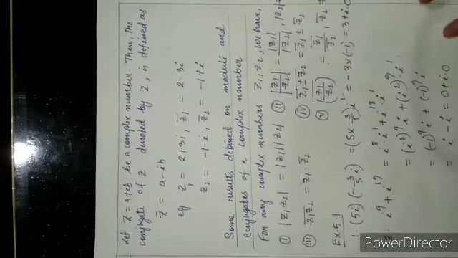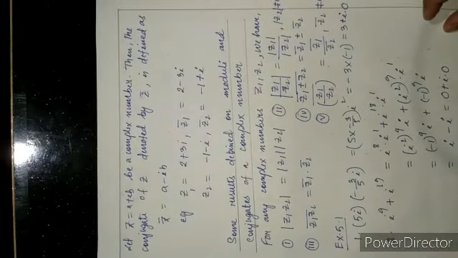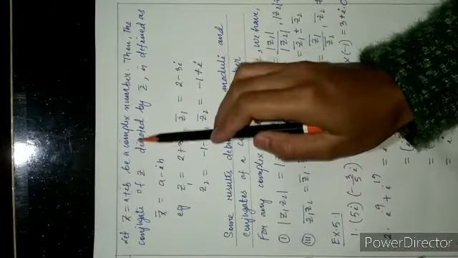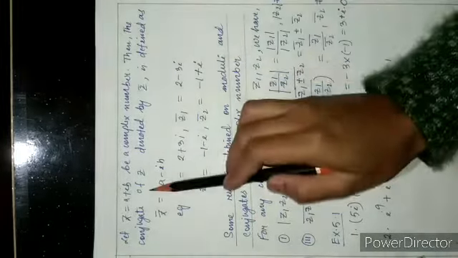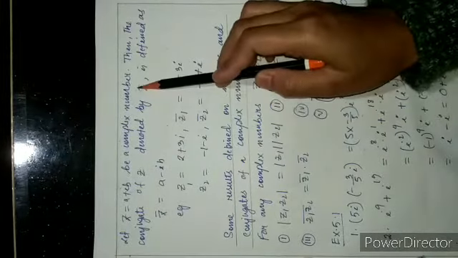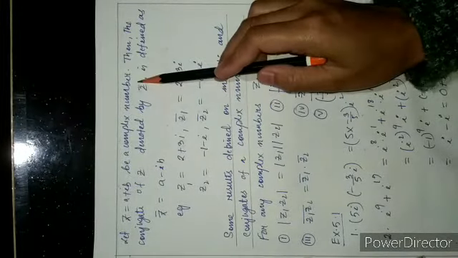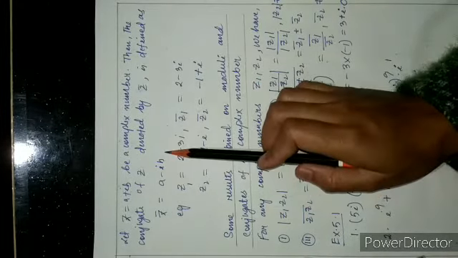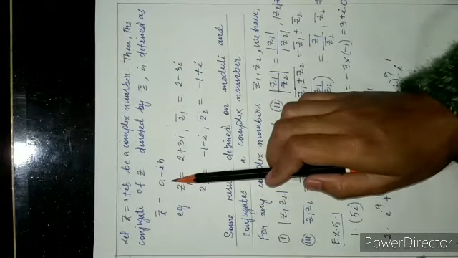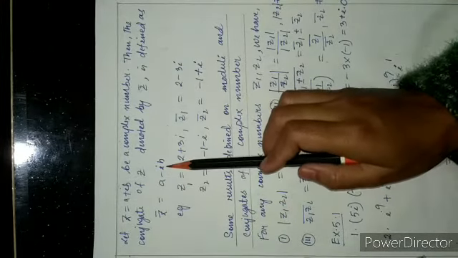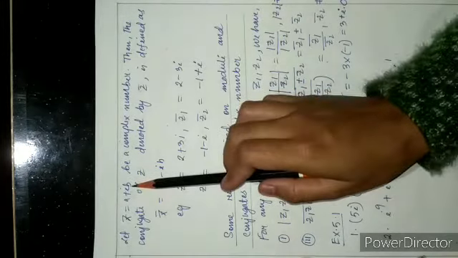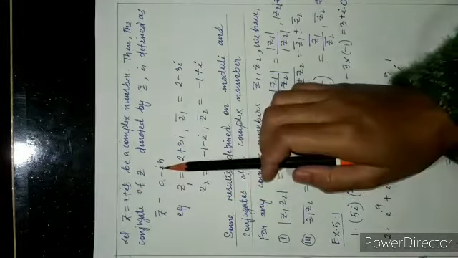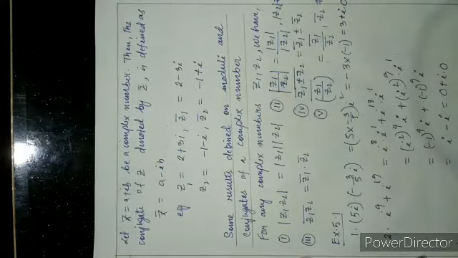Next, let's define conjugate of a complex number. Let z equal a plus ib be a complex number, then the conjugate of z is denoted by z bar and is defined as z bar is equal to a minus ib. A plus ib conjugate is equal to a minus ib, meaning there is a change in the sign of the imaginary part. Plus becomes minus, minus becomes plus.